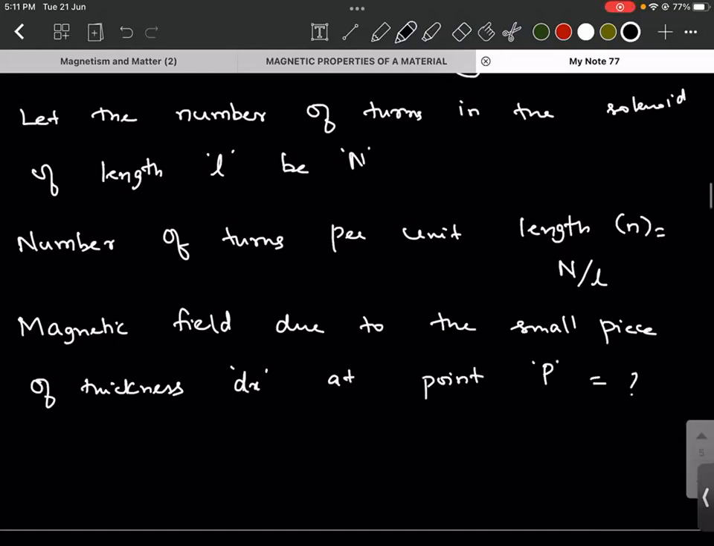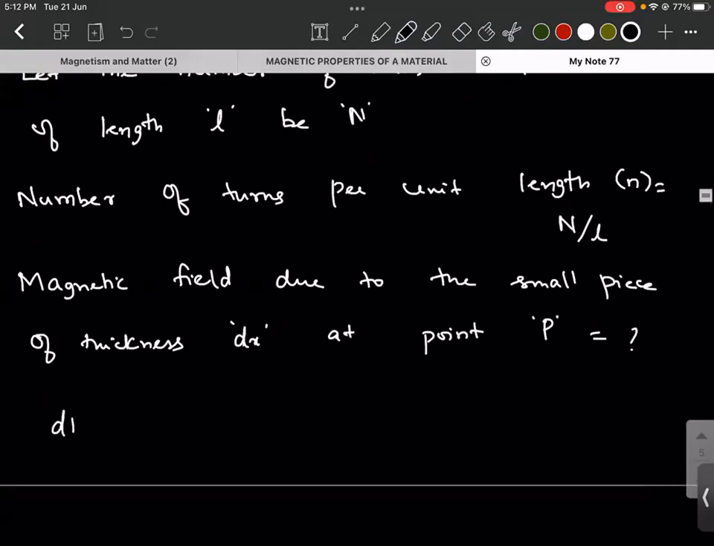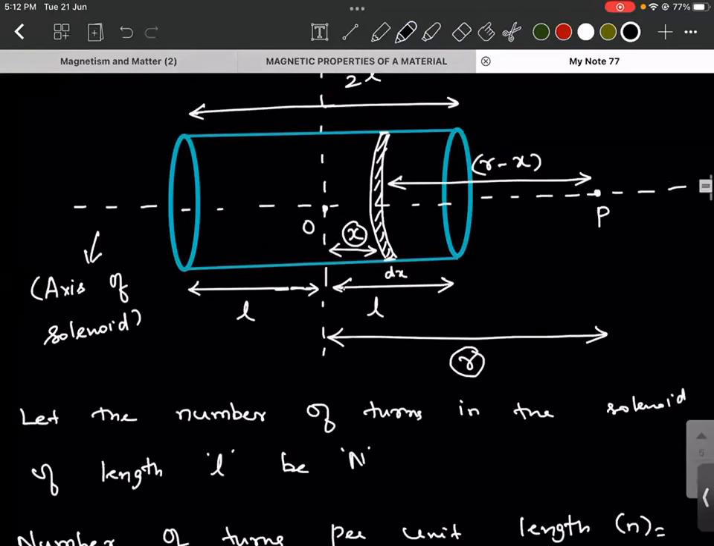Now this is what we are going to define. If I say the small value of magnetic field is dB, what I'm trying to do is find, due to the small portion dx that I've considered, what is going to be the value of magnetic field at point P?